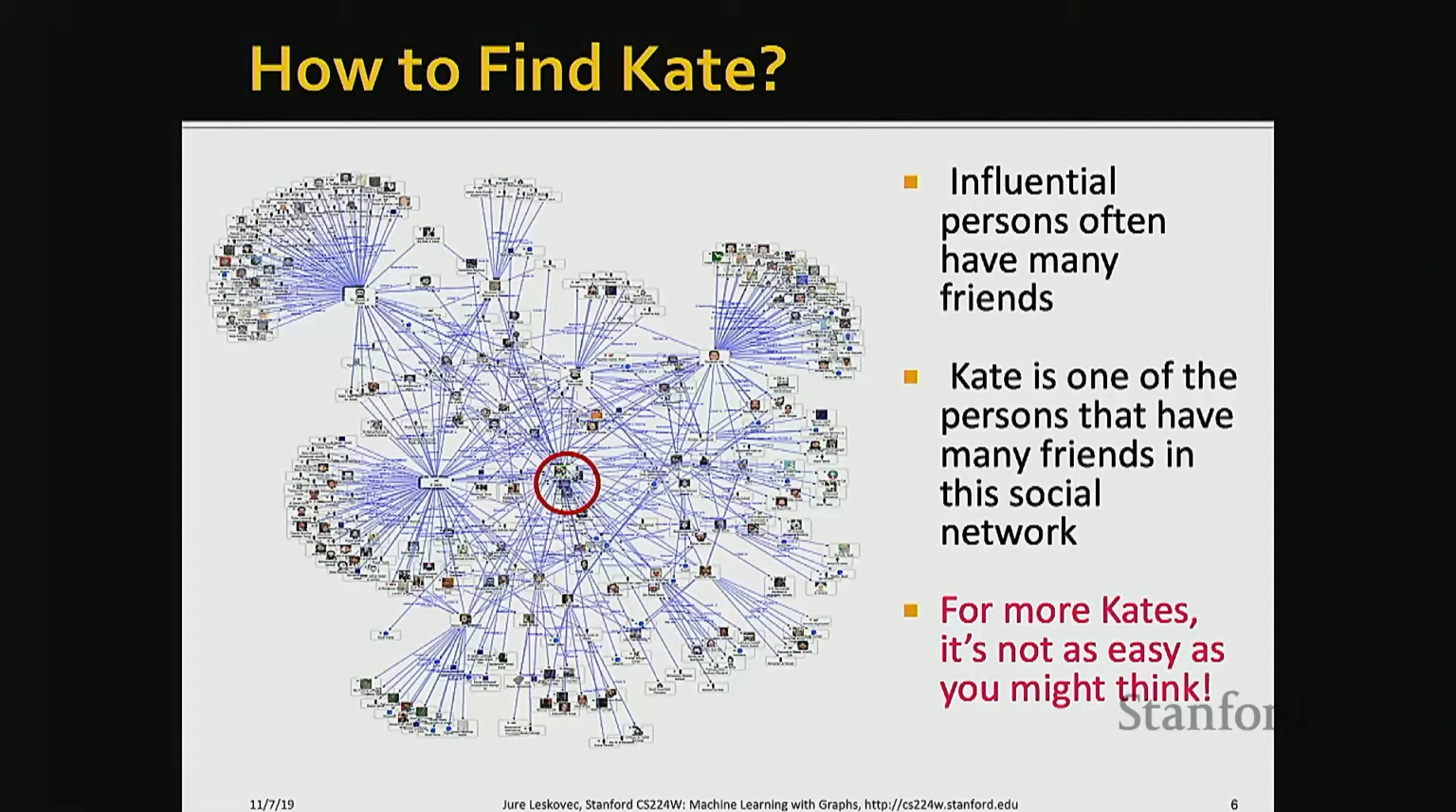It's true that influential people often have many friends. For example, Kate Middleton has a high degree in the network. But it's not the case that if you just identify the high degree people, then you can maximize the spread of the influence throughout the network.